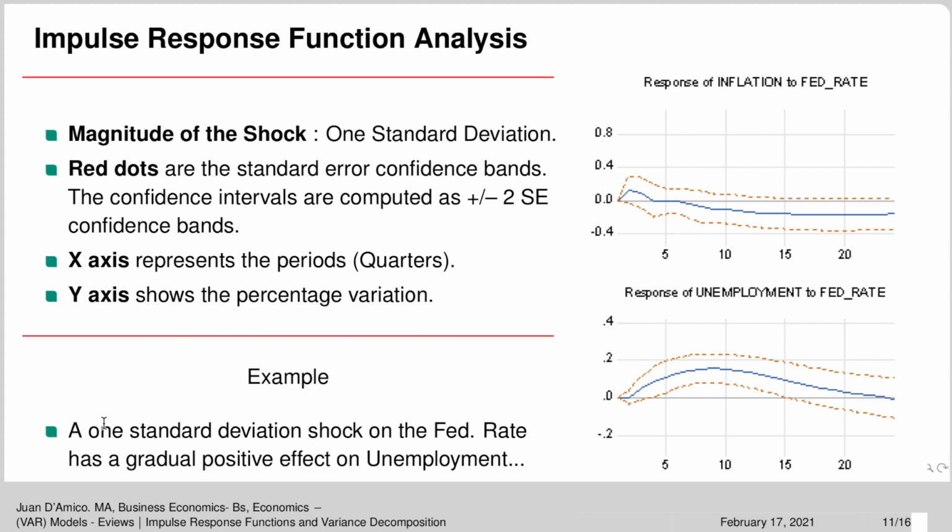So as an example, what we can see is that a one standard deviation shock on the Fed rate, we are talking about this particular graph, has a gradual positive effect on unemployment. As we can see, after the first quarter, when the Fed rate increases by a one standard deviation shock, then unemployment starts to increase after the first period, reaching a maximum percentage variation of 0.2 around the 8th quarter, and after the 8th quarter it starts to decrease until it reaches the steady state level around the 24th quarter.